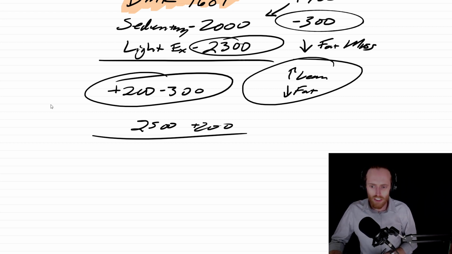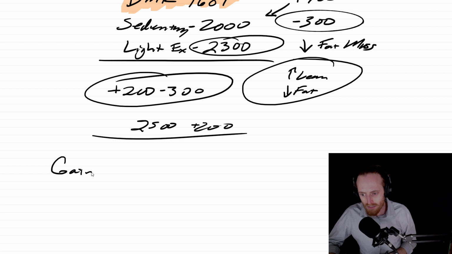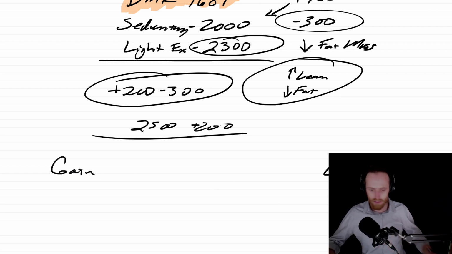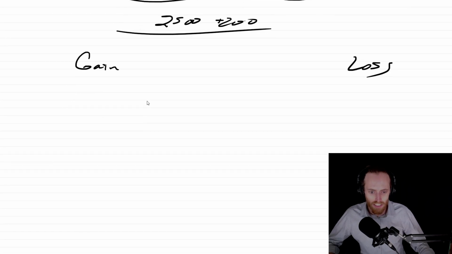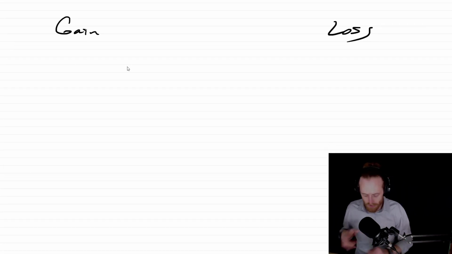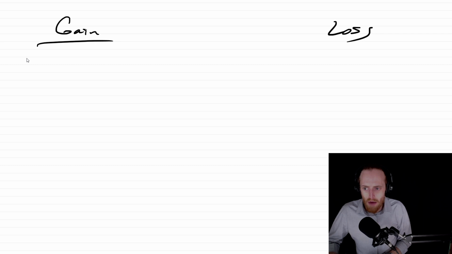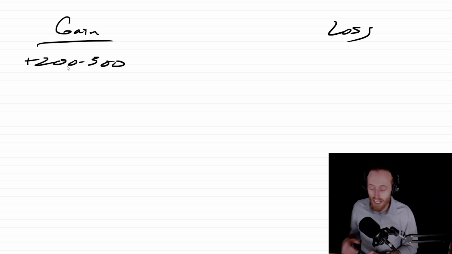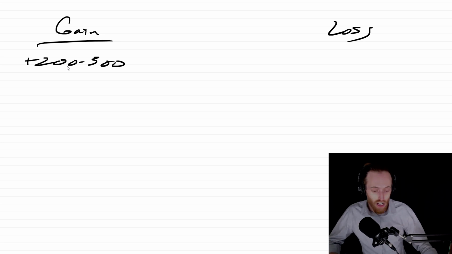Let's talk about that. So let's say you want to gain muscle. All right, so we already got one. Let's say gain, and then let's write loss over here. So if you want to gain muscle mass, like I said, you need to eat about 200 to 300 extra calories per day. A lot of times people ask, how do you know how many calories you eat?